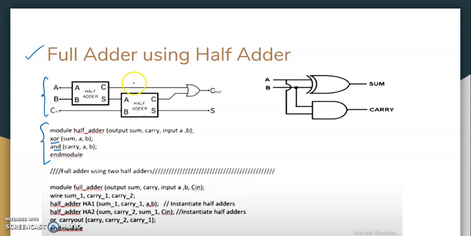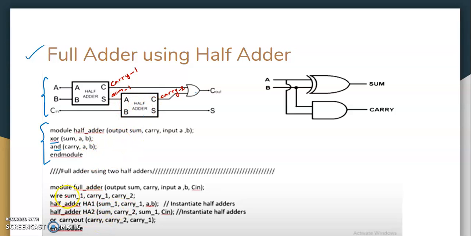You see that there are wires also used here. That is interconnections. Let me call these wires by these names. The first sum output, intermediate sum output here is sum1. The first carry output here is carry1. The carry output in the second half adder is carry2. These are the names I'm giving the wires of the intermediate wires.